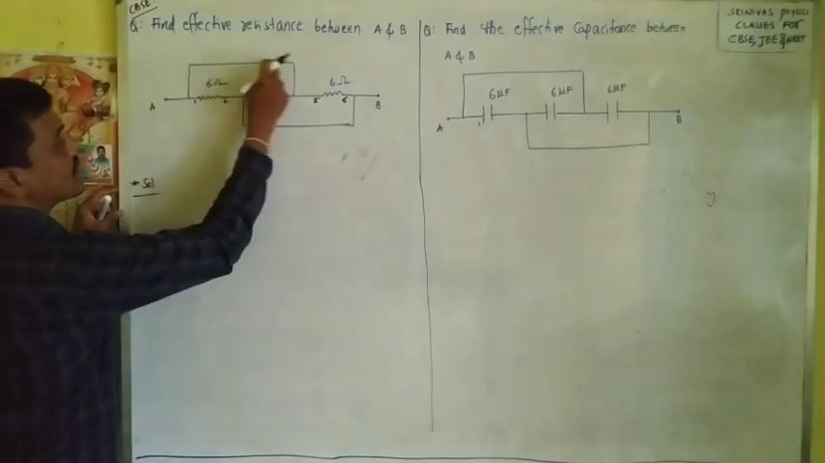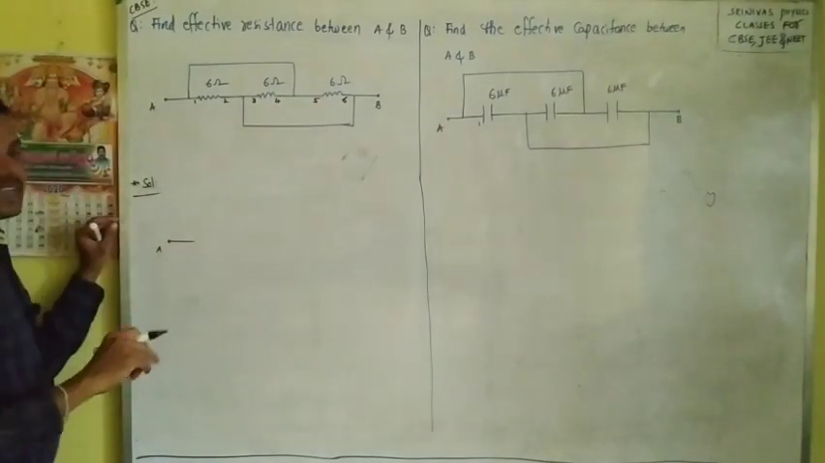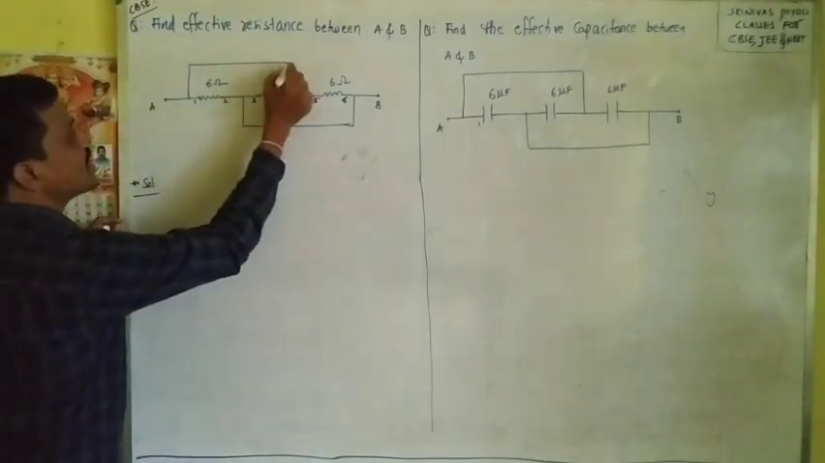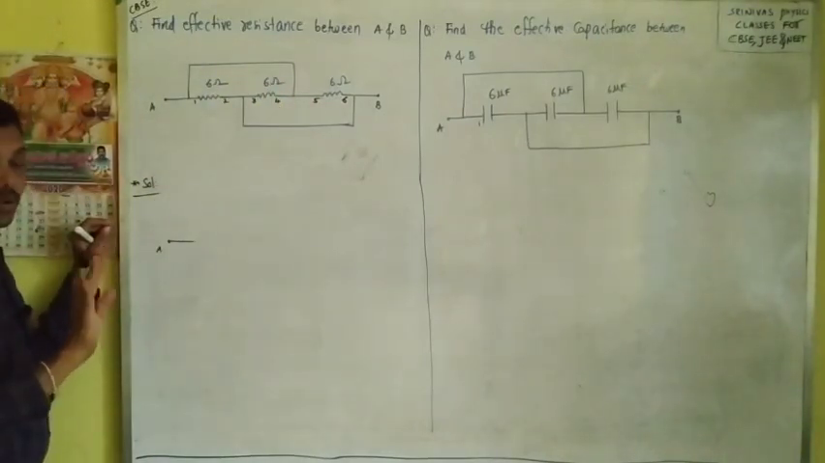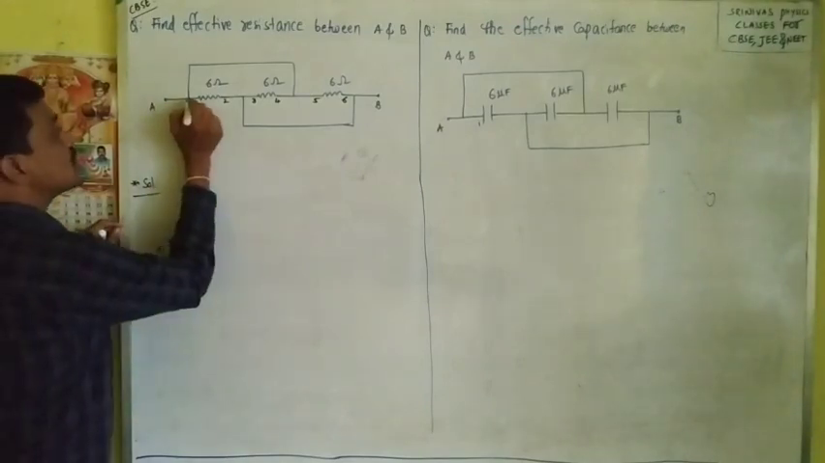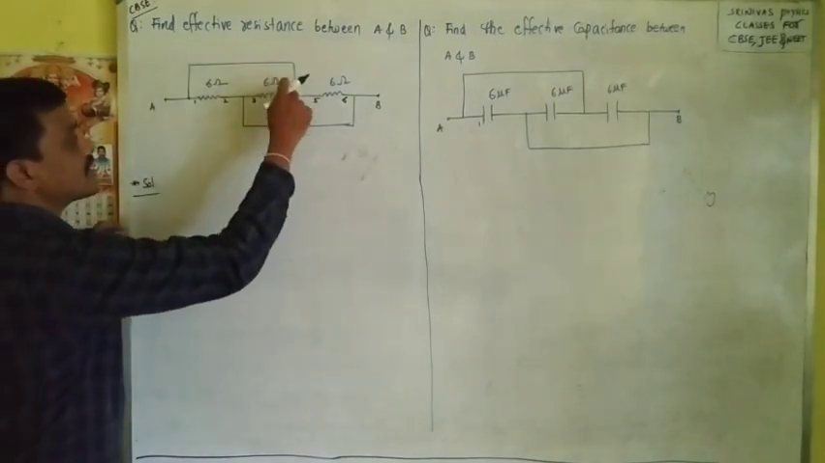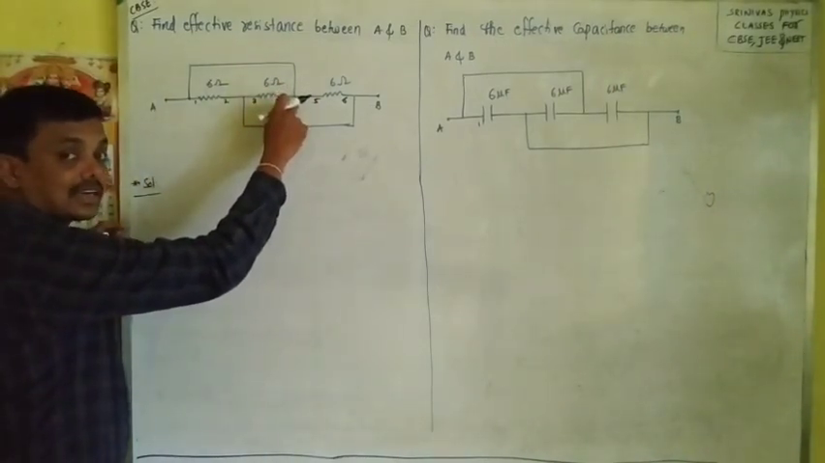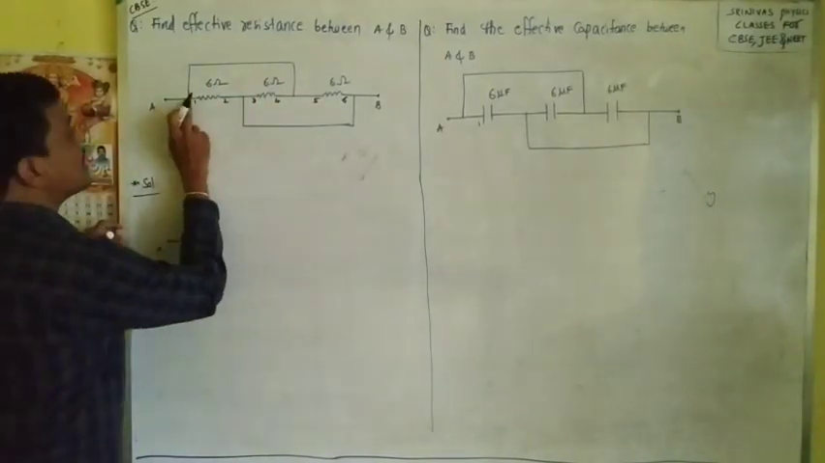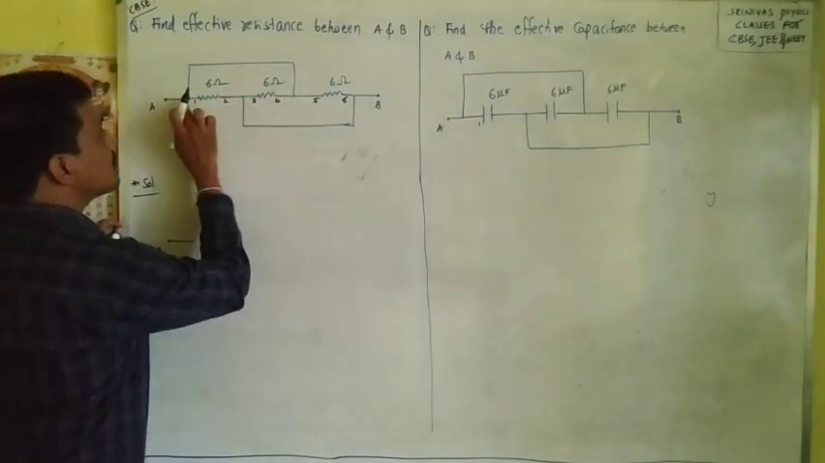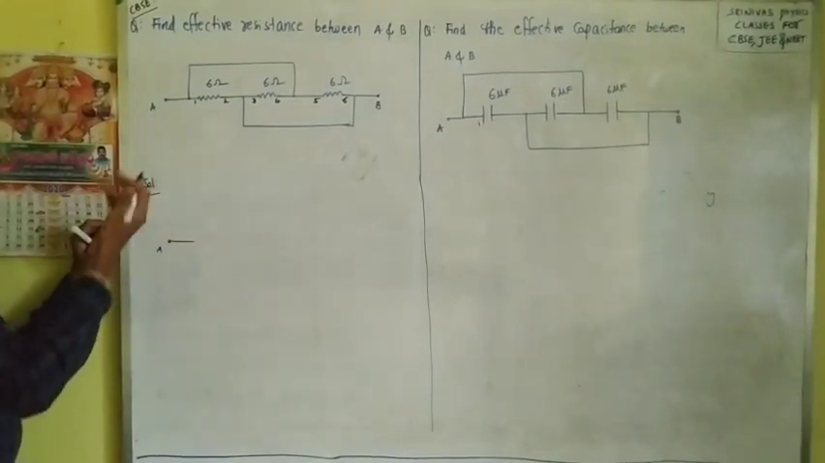This is a conductor. There is no potential difference between point 1 and point 4. This conductor has zero resistance, which means the potential difference between this point and this point is zero because they are connected by a conductor. Potential difference is IR, but resistance is zero, so the potential difference is zero. This point and this point have the same potential. Now the points with the same potential can be combined.